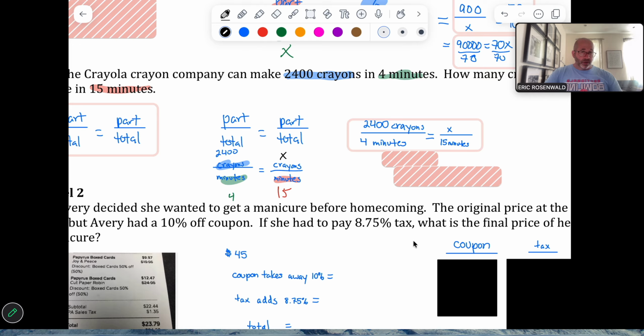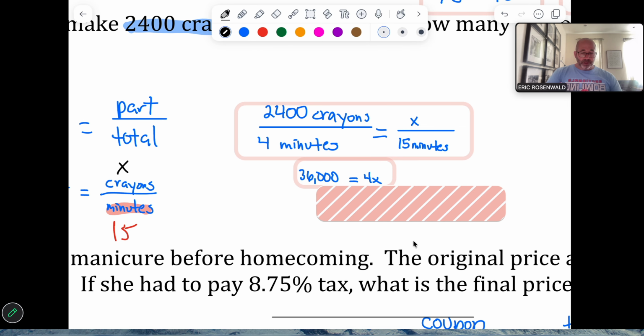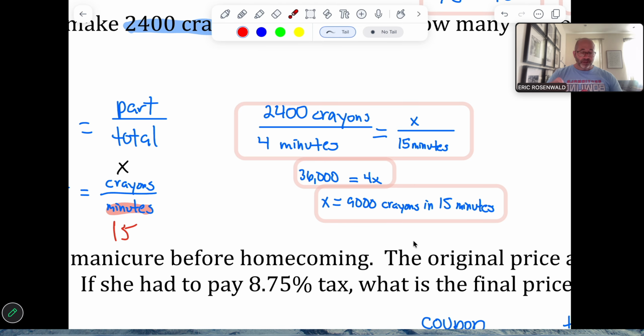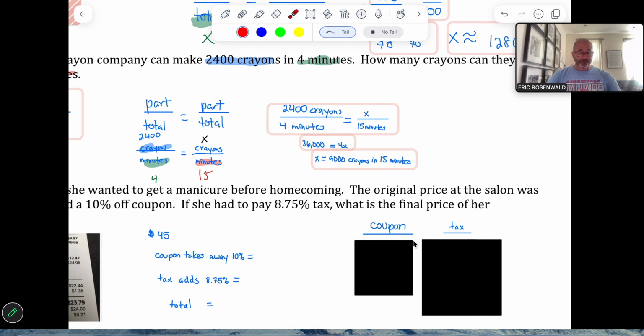2,400 over 4 is equal to x over 15. Let's cross multiply and solve like we did in the last one. Cross multiply, we get 2,400 times 15 gives us 36,000. 4 times x is 4x. Divide by 4, and they can make 9,000 crayons in 15 minutes.